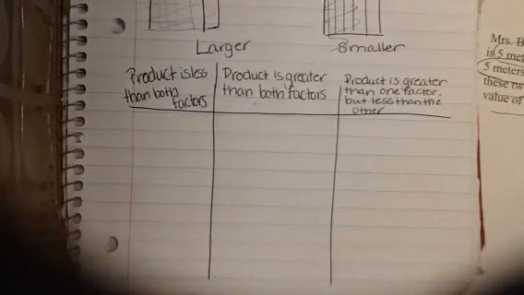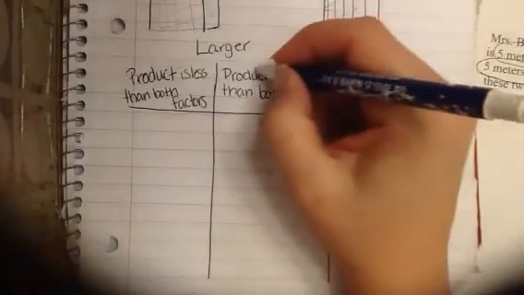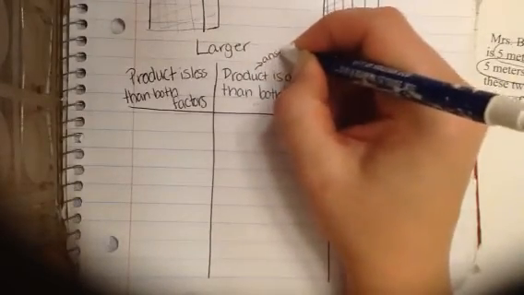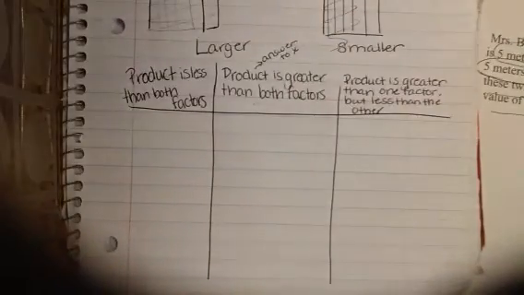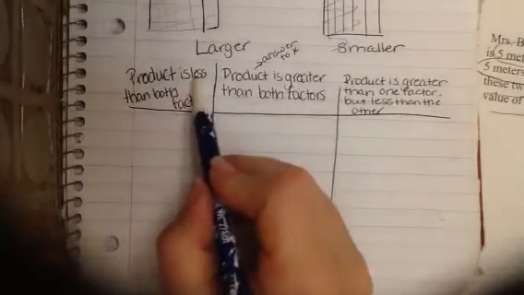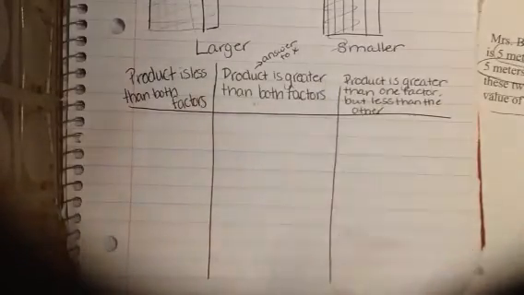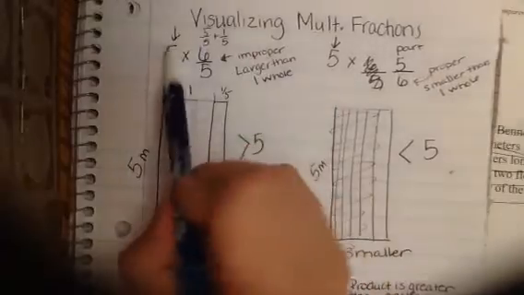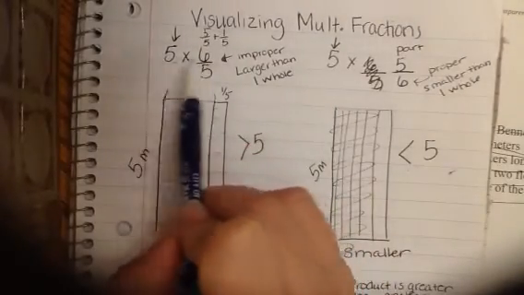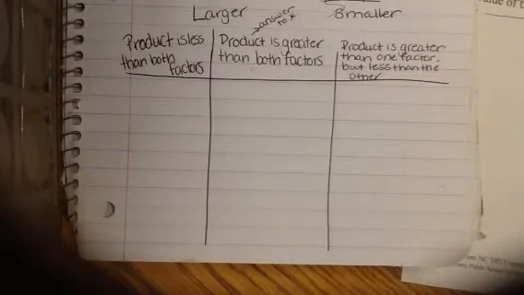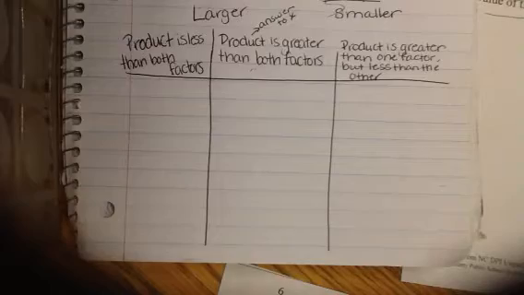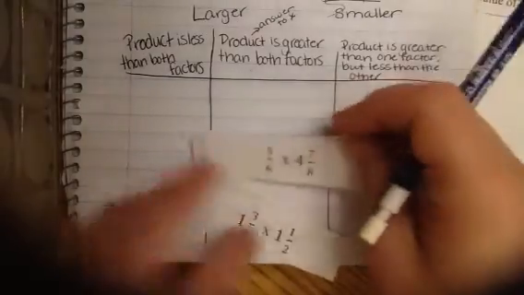All right, so product means answer to multiplication. That's all I'm talking about, the answer. Less means smaller, greater means bigger. What are factors? This is a factor, this is a factor. Factor just means the parts of the problem. Okay, so I'm going to give us 3 different fractions here, and we are going to look at which one goes into which column.